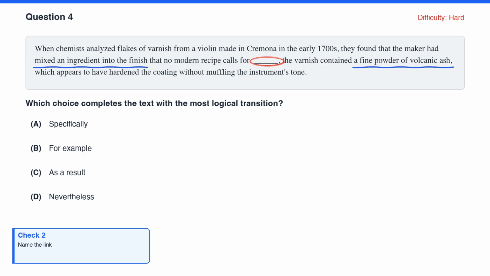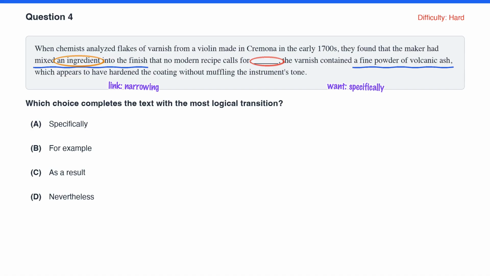Check 2. Name the link. The first sentence promises one mystery ingredient, and the second sentence tells you what it is. That is not a new instance, and it is not a consequence. The second sentence zooms in on the first. Call the link narrowing and predict specifically, or to be precise.